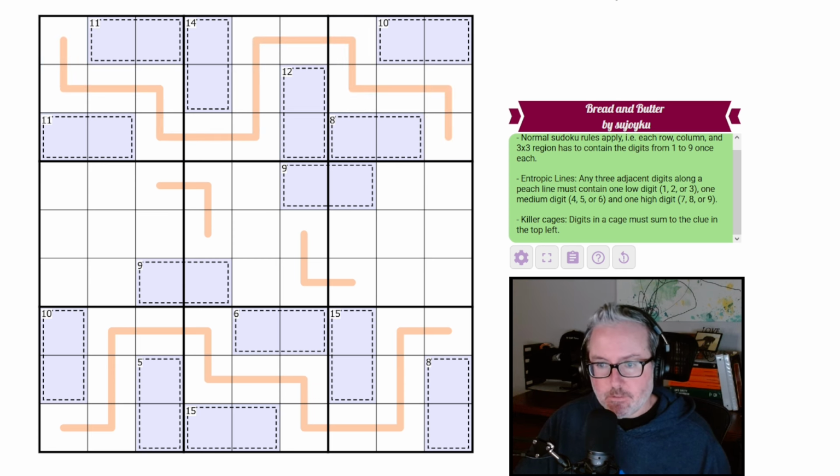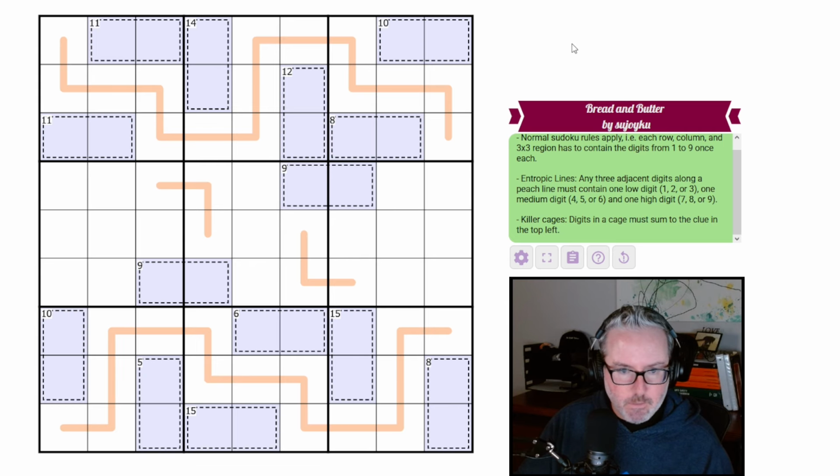And then we have killer cages. So digits in a cage must sum to the clue in the top left corner. So these 2 add to 8, these to 6, these to 10, etc., etc. And that's it. So nothing crazy rule-wise, but there's certainly some things going on here that we need to figure out. So with that said, let's try.